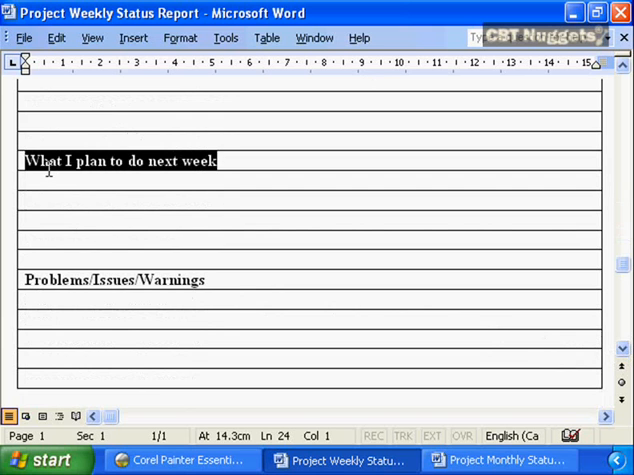The next component we need to have on the weekly status report is here's what's in the plan that I plan to work on next week. So this is what you can track me on. This is what you can measure me against when you're reviewing my status report next week.